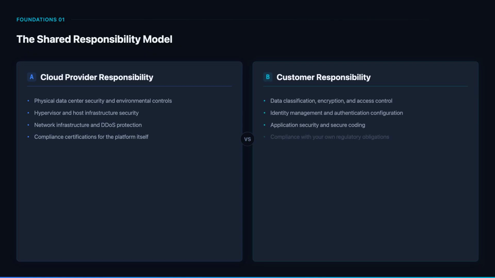You inherit these controls, but must verify them. Customers are responsible for security in the cloud. This includes classifying and encrypting your data, configuring identity and access management, securing your applications, and meeting your own regulatory obligations. A misconfigured S3 bucket or overly permissive IAM role is your responsibility, not the cloud provider's.